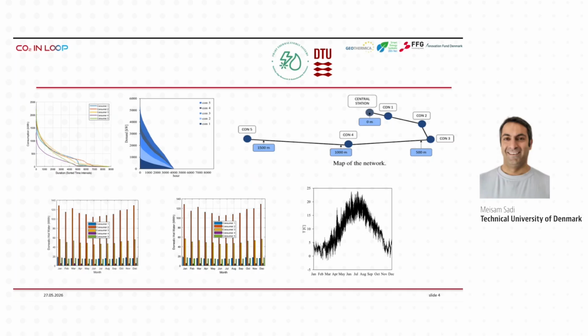For the case study, we have 5 consumers, which we can see here on the map. They are located in a neighborhood at different distances from each other. And we can see here the demand and also the temperature profile through the year, both the space heating and the domestic hot water need.